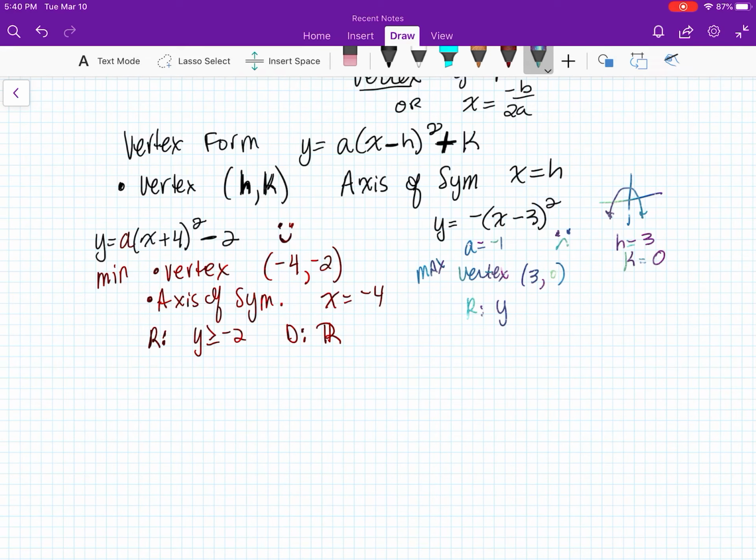That means our range is going to be y, if it's a max, less than or equal to 0. Okay, let me put 0 there. And our domain, again, is going to be all real numbers. And our axis of symmetry is going to be x is equal to 3. That's pretty much it. See how handy the vertex form is?